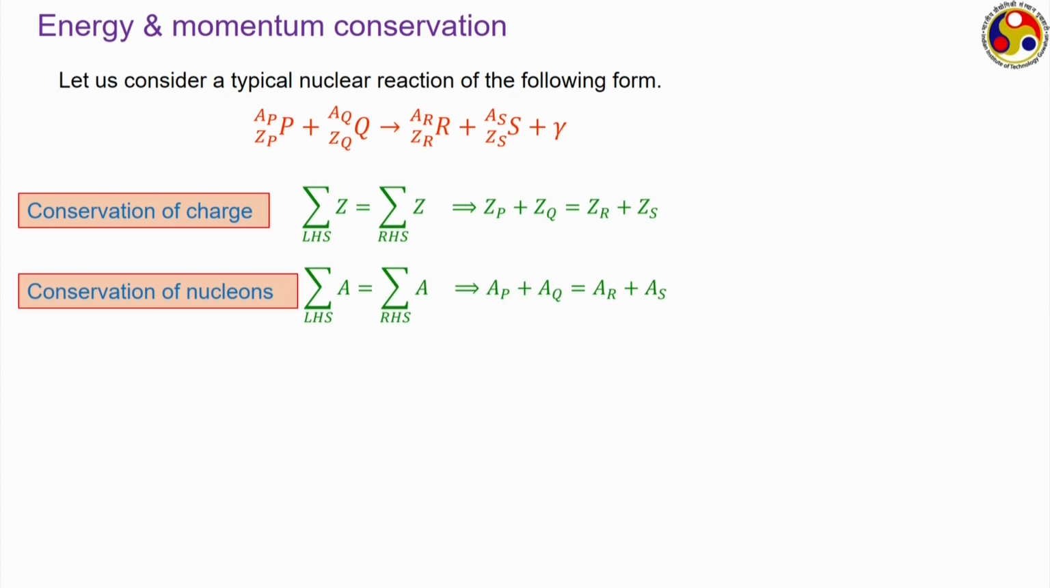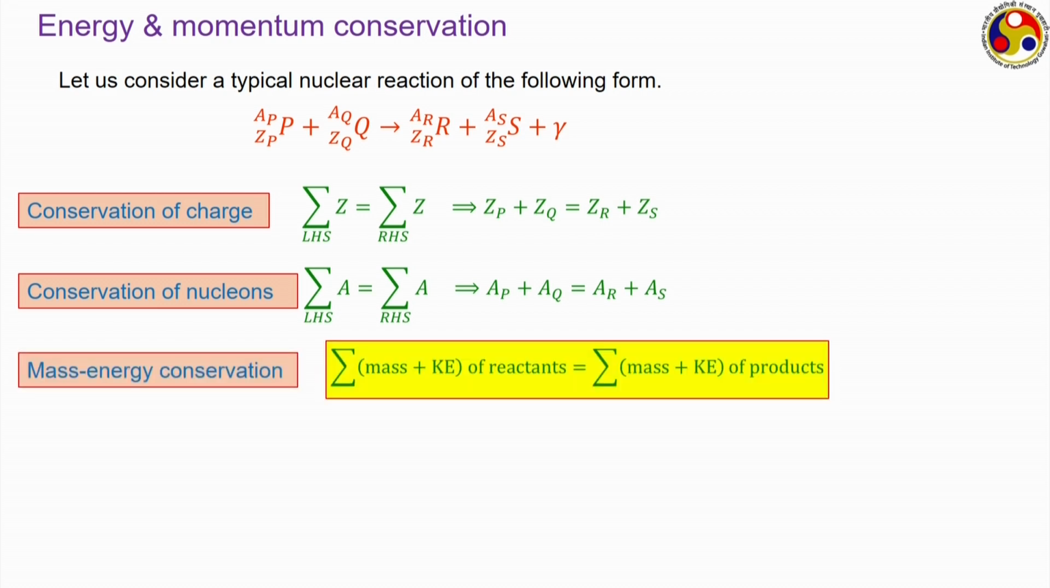So, summation of A on the left hand side should be equal to summation of A on the right hand side, or as per the given equation A p plus A q should be equal to A r plus A s. Third, the most important one, mass energy conservation.